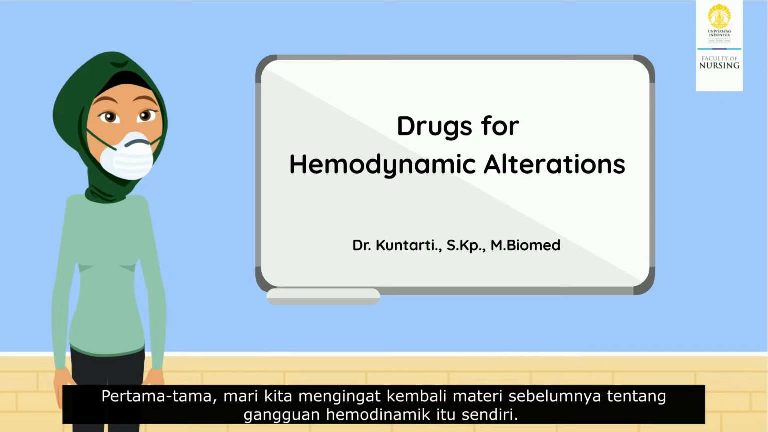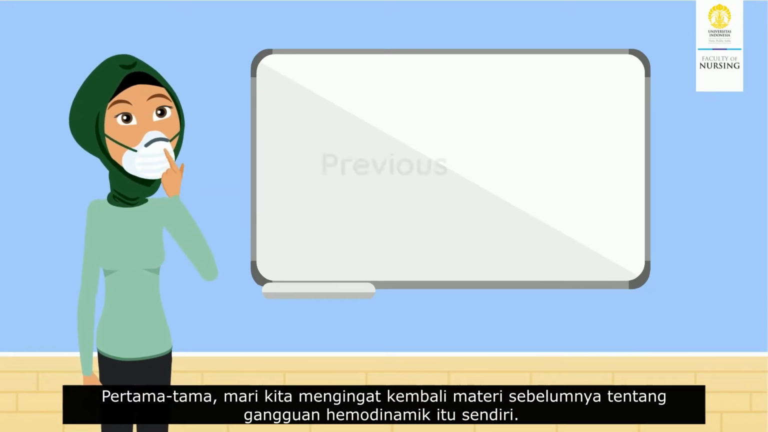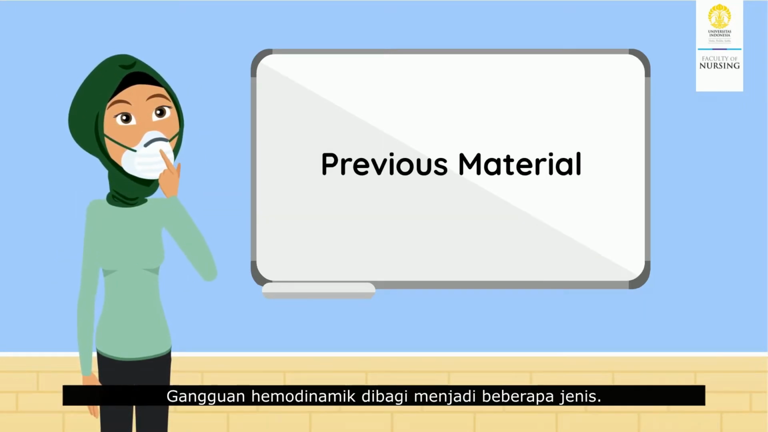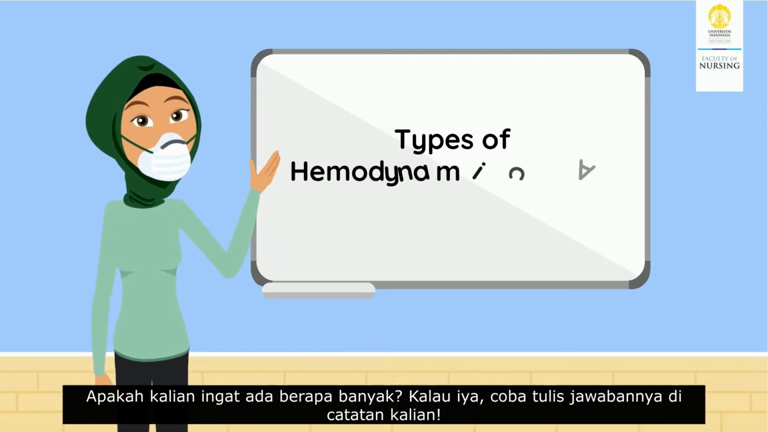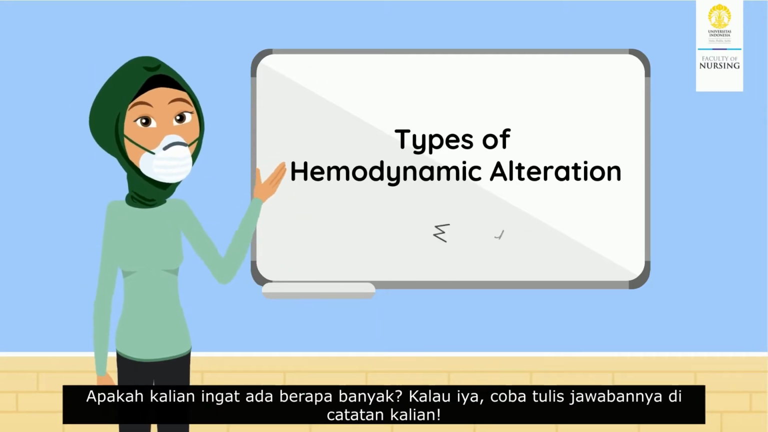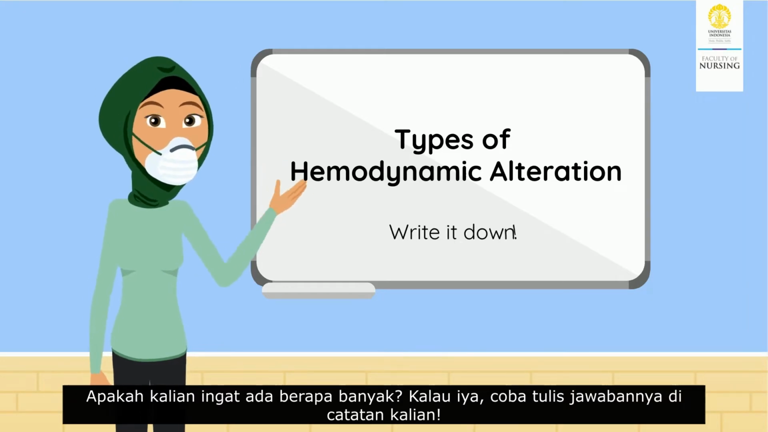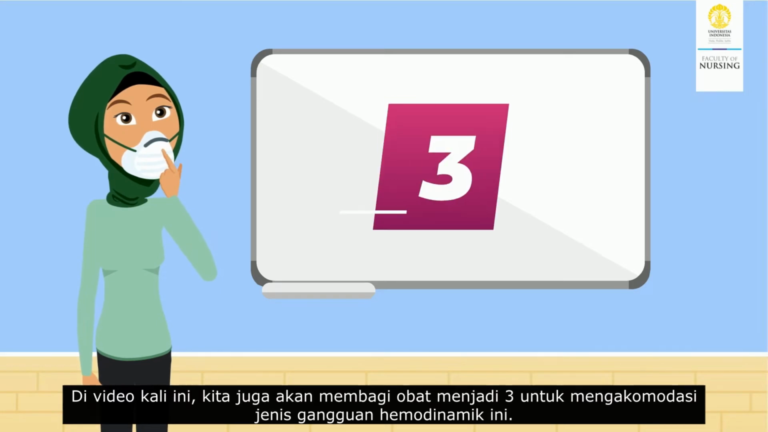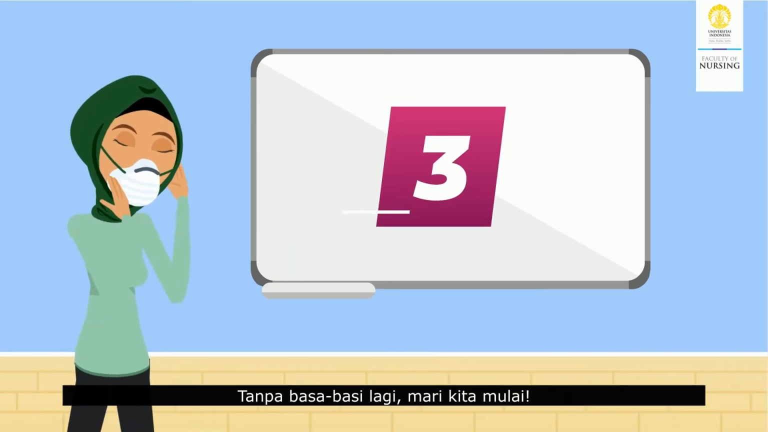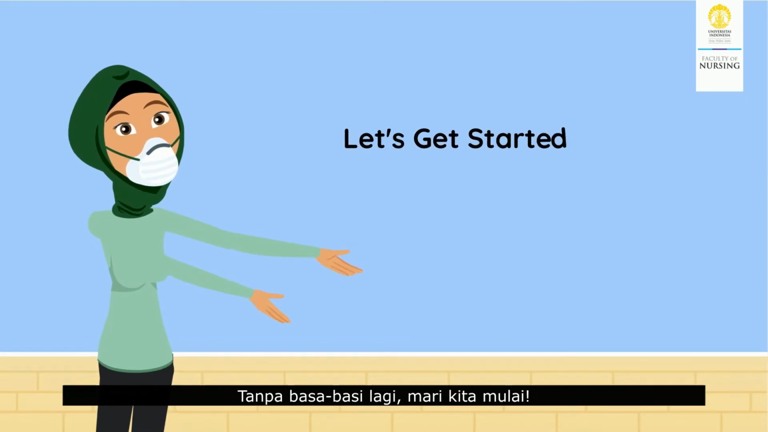First, let's recall the previous material about the disorder itself. Hemodynamic disorders are divided into several types. How many are there? Do you remember them? Then write it down in your notes. In this video, we will also divide the drugs into 3 to accommodate this type of disorder. Without further ado, let's get started.